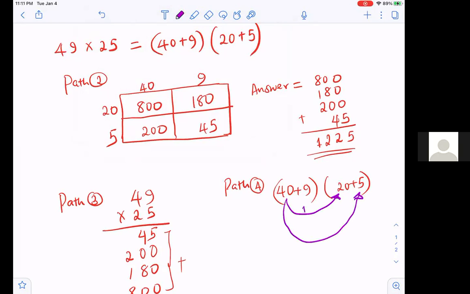So we can talk of this being the first product, this one being the second product, and then we can talk of 9 multiplying 20 and 9 multiplying 5. This is the third product, and this is the fourth product.